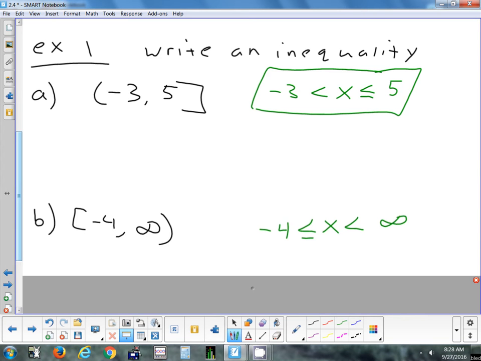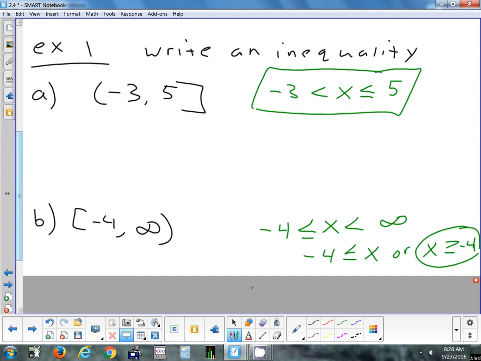Could you just write -4 is less than or equal to x? Yeah, you could just write this. Or if you had it like this, x is greater than or equal to -4. That's all you really need. You can pick any number from -4, including it, and up. Okay, so this one isn't really a conjunction. You could just write it like that. Okay, questions on that one?